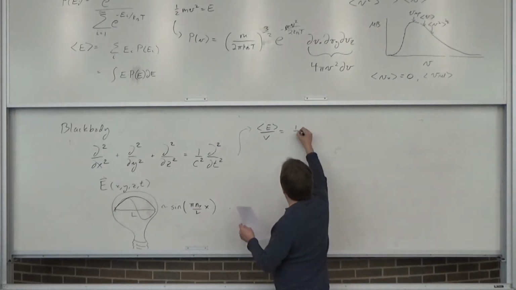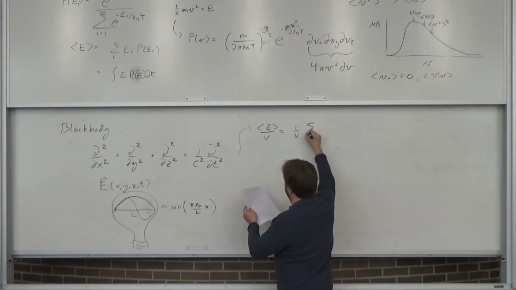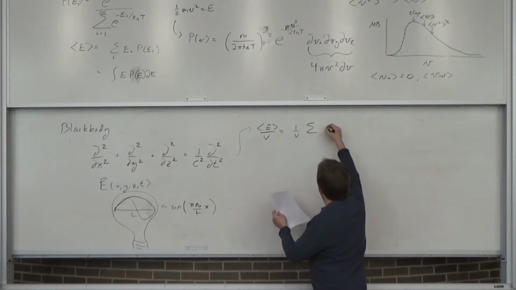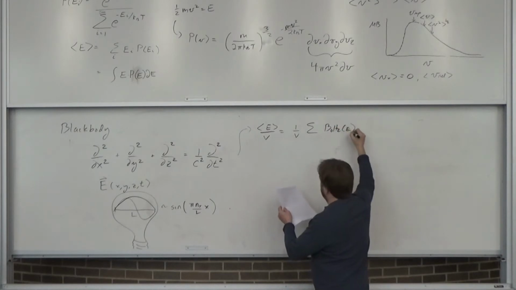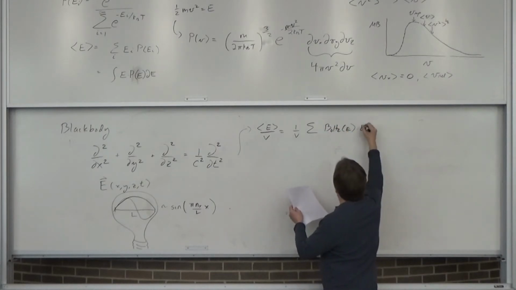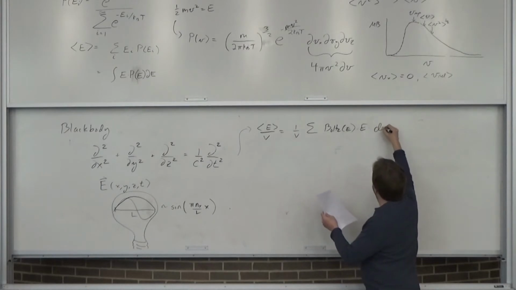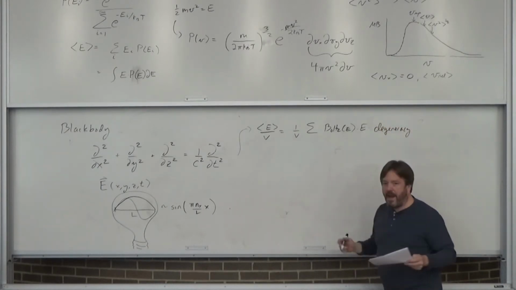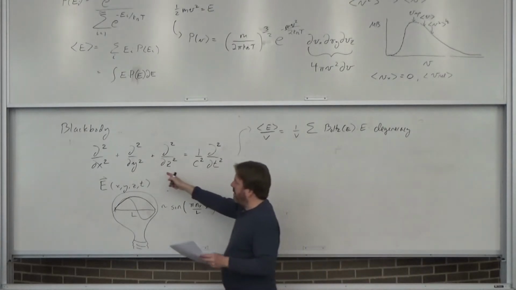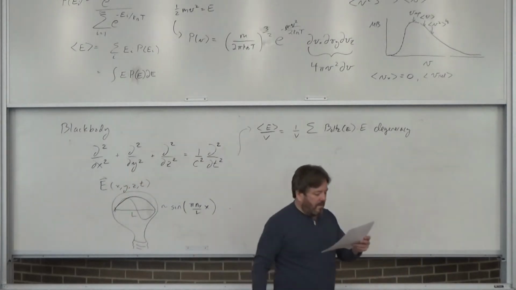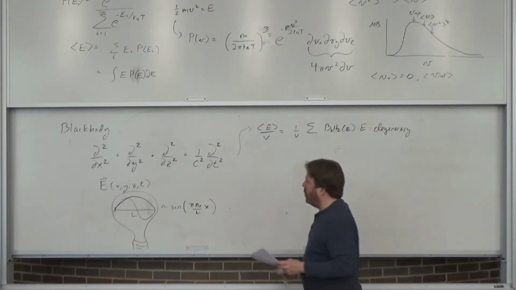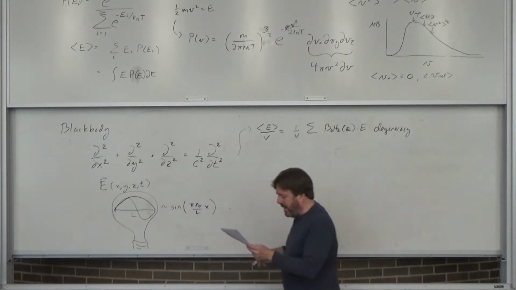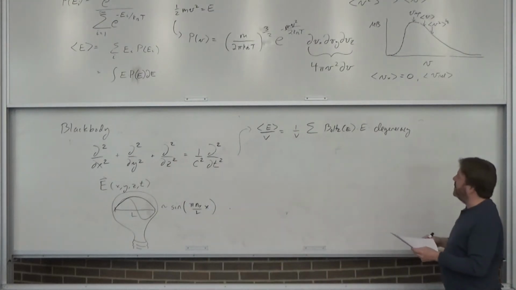And so what was this? Well, it's still 1 over the volume, but we sum the Boltzmann equation as a function of energy. We multiplied it by energy, and then we had this degeneracy factor. Again, that came about from plugging the wave solution into the differential equation, and it was a clever thing that came out of it.